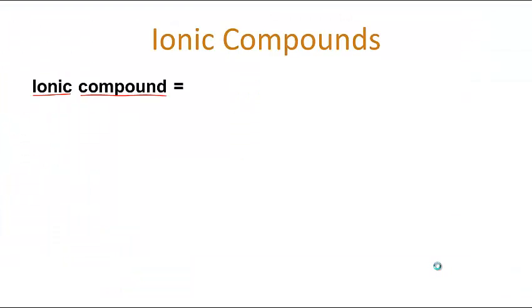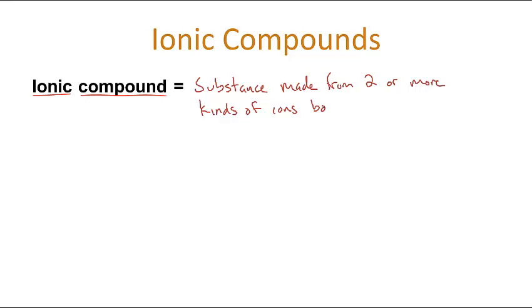So in the last lesson, we learned about how to make ions. The nonmetal atoms have a very high electronegativity. They're very strong. They steal electrons from the wimpy metals. And so what happens is they form what's called an ionic compound. An ionic compound is a substance made from two or more kinds of ions bonded together.